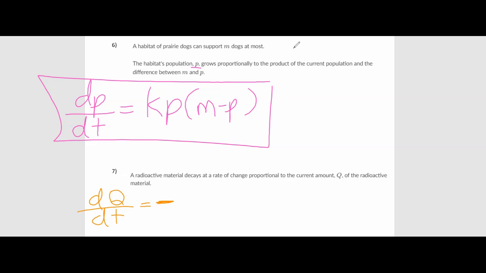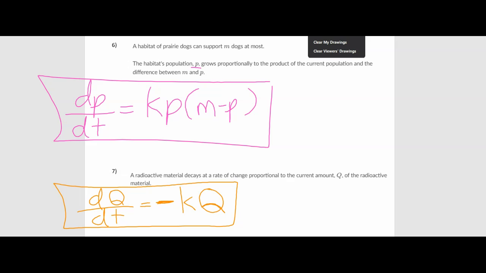This is decaying at a rate proportional, so K, proportional to the current amount, Q. So just K times Q. Again, I think the key here was to understand that it's got to be negative K times Q because the amount of material is decaying, so the rate of change is going to be negative.